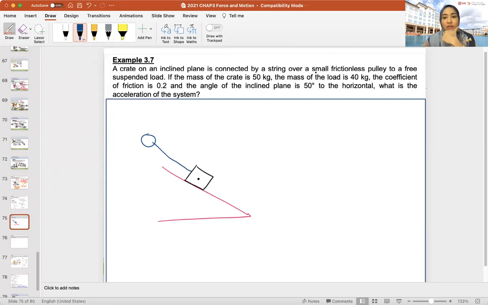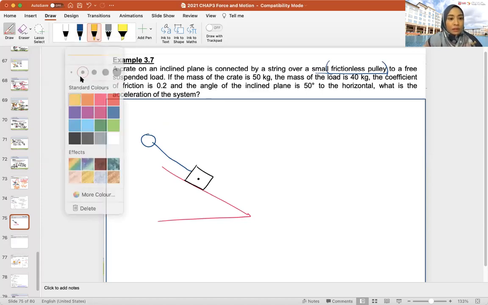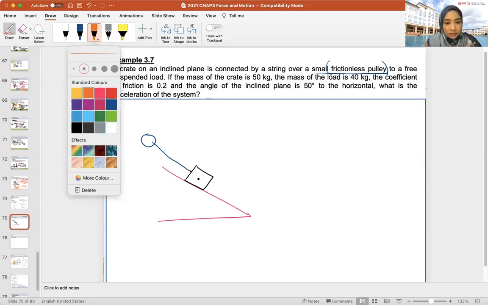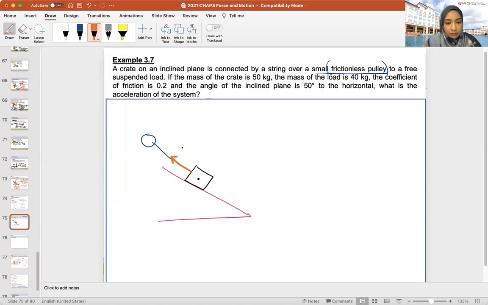If we talk about a small frictionless pulley, what do we know about a frictionless pulley? What is true for this? Okay, I have checked. The tension force is the same, correct. That is correct. Thank you, Shaky. So the tension force on both ends of the pulley, or on both ends of the string, would be the same. Let's label this as T.